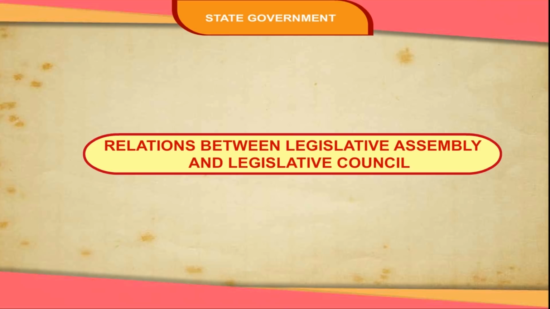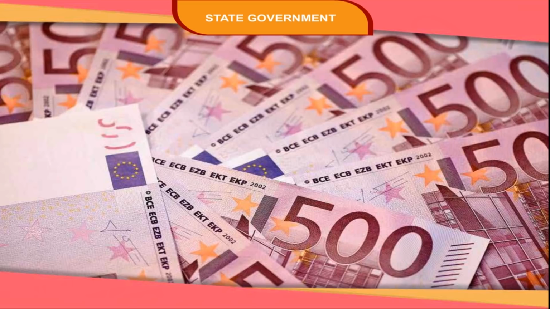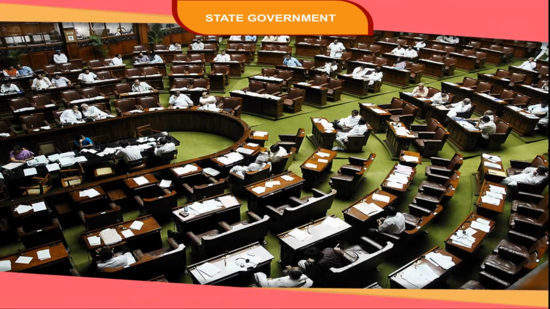Relations between Legislative Assembly and Legislative Council. A. Legislative Assembly is essential for a state, while Legislative Council is optional. B. Money bills can be introduced only in Legislative Assembly. The Legislative Council has to reject or pass the money bill within 14 days. Otherwise, the bill is considered to be passed.